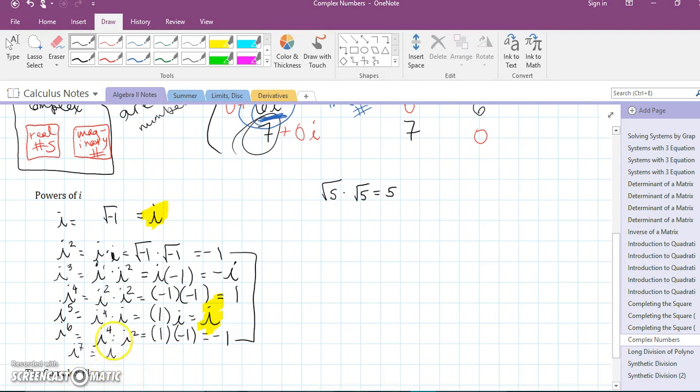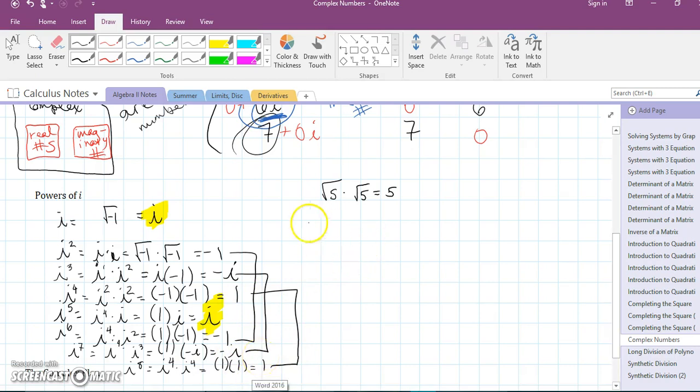Let's actually do 2 more, and then in class we're going to finish up. i to the seventh is i to the fourth times i to the third. i to the fourth is 1. i to the third was -i. I'm back at -i. One more, let's see if we get the same thing. i to the eighth is i to the fourth times i to the fourth. i to the fourth is 1 times 1 is 1. Check it out. It's repeating again.